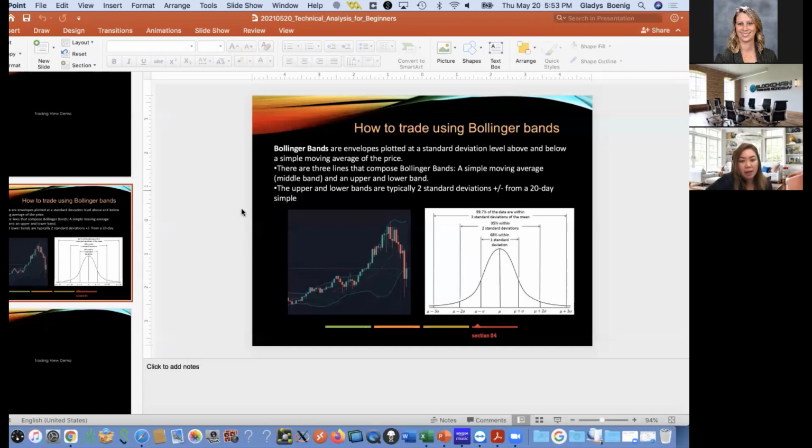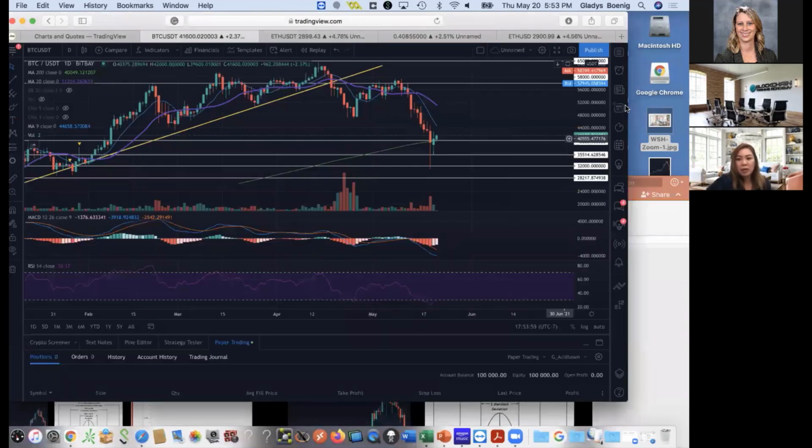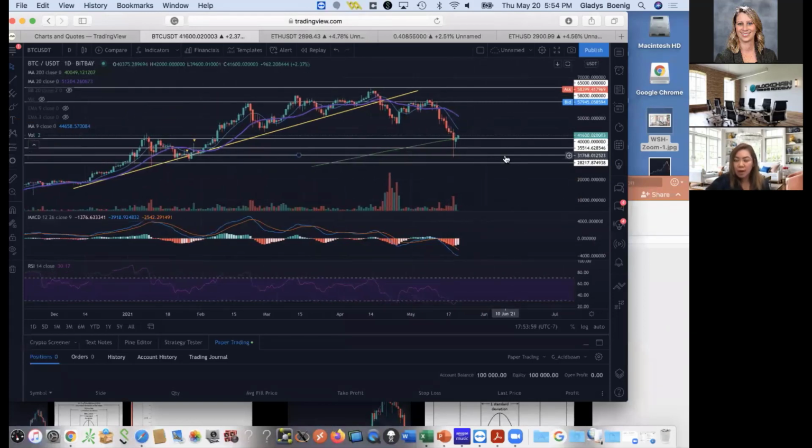I've heard a lot of stories of people using Bollinger Bands for day trading. From experience, don't do that. It's basically used for longer investments. So I always use Bollinger Bands. It's perfect with the other indicators.